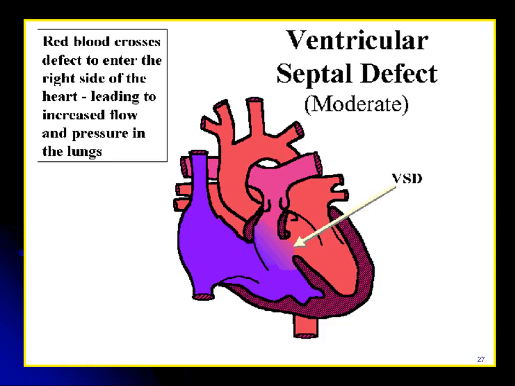This allows mixing of oxygenated and deoxygenated blood, so patients with VSD have no cyanosis. The increased blood flow from left ventricle to right ventricle produces volume overload to the right side of the heart and to the lungs. Long-term effects produce right ventricular hypertrophy, right atrial dilatation, and pulmonary hypertension.